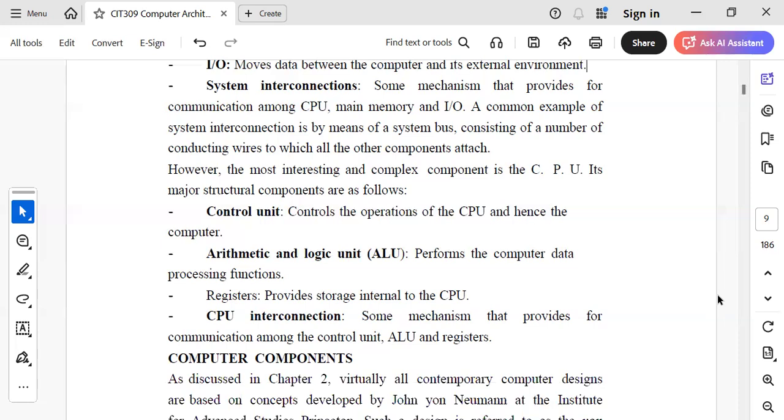CPU interconnection. That is the last one of the major structural components of the CPU. The interconnection is some mechanism that provides for communication among the control unit, ALU, and registers.